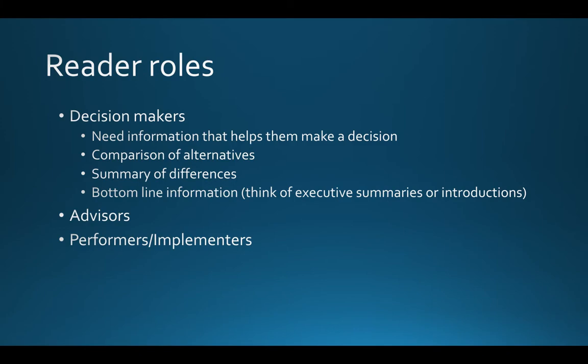Now, what type of information, or how should that information be structured? Well, he needs to be able to compare different alternatives. Oftentimes, he needs a summary of differences between alternatives. At the very least, he often needs bottom line information. And I don't mean to say he, my apologies, but that person will need bottom line information. So think of, again, executive summaries, if you've ever written a report with an executive summary at the very beginning, or at the very least, an introduction to a report. These are often read by the decision makers. Oftentimes, so are the conclusions or the recommendations.